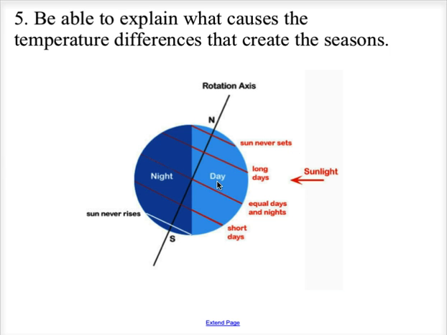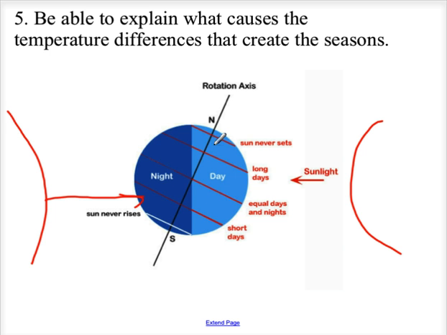So be able to explain what causes the temperature differences that create the seasons. It's the tilt of the Earth. Because when it's facing the sun here, and so we can see if this is the sun, the northern hemisphere is facing the sun, we're going to have summer. But if you go on the flip side, if the sun was over here and we're 180 days away from summer, now all of a sudden the South Pole would have the summer and we would have our winter.